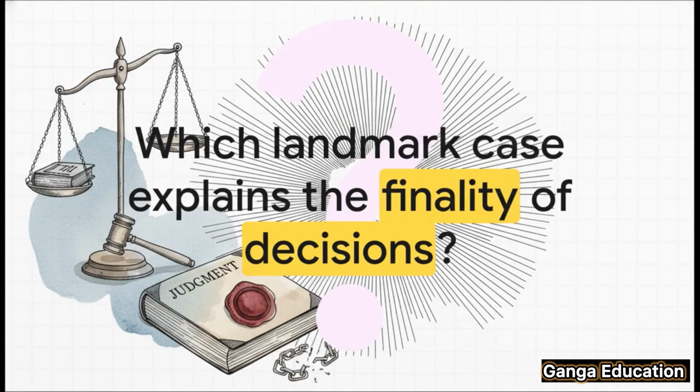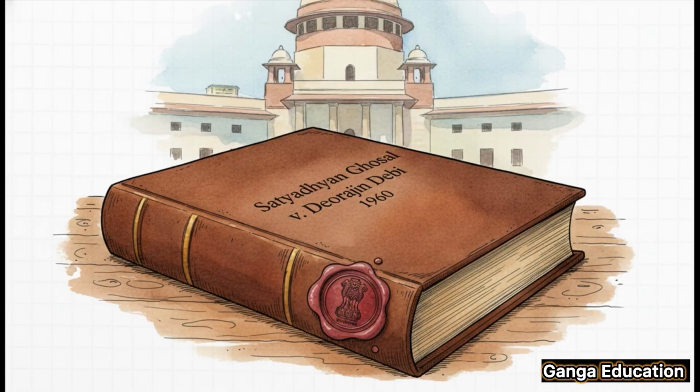Now, there's a super important landmark case connected to this concept. It's a big one. Any guesses which case really focuses on this idea of the finality of judicial decisions? Think about it for a second. And that landmark case is Satya Dhyan Ghosal versus Darajan Devi, a Supreme Court judgment from 1960. You absolutely need to remember this one. From an exam perspective, it's incredibly important, so make sure you note it down.